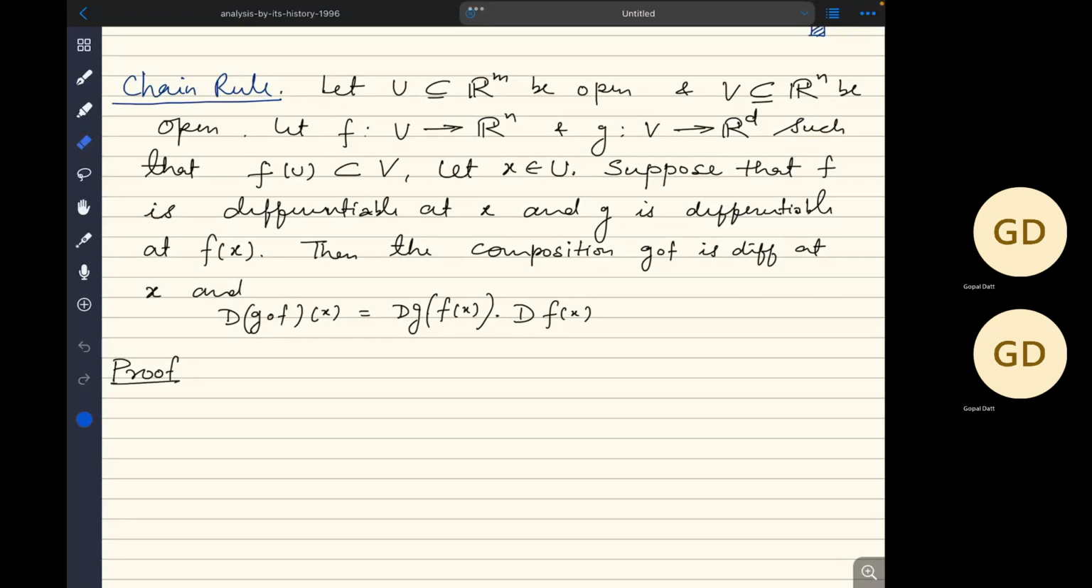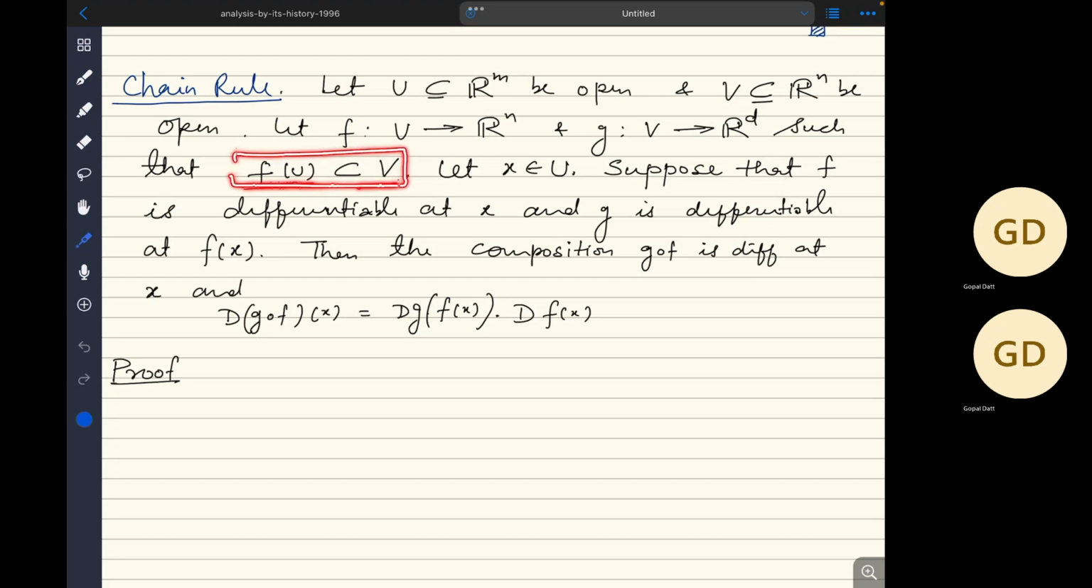Let me first recall what chain rule is, as I have already written the statement of chain rule. So here we have an open set U in Rm and an open set V in Rn, and we have two functions. First function f from U to Rn, g is a function from V to Rd, such that the image f(U) is a subset of V. Okay, this is the condition.